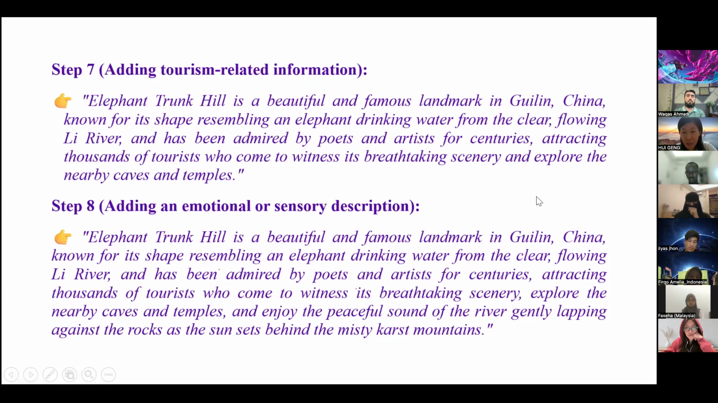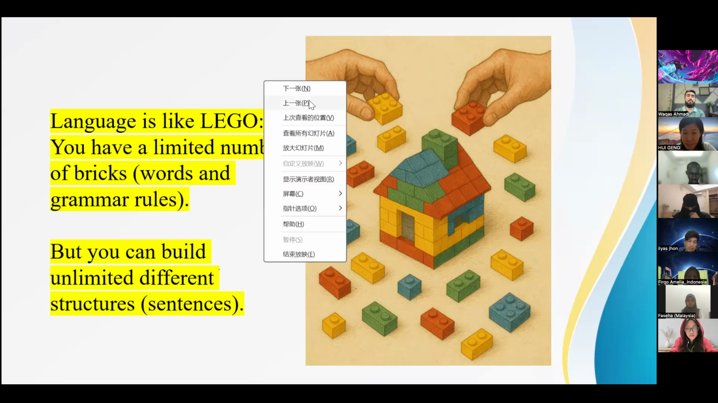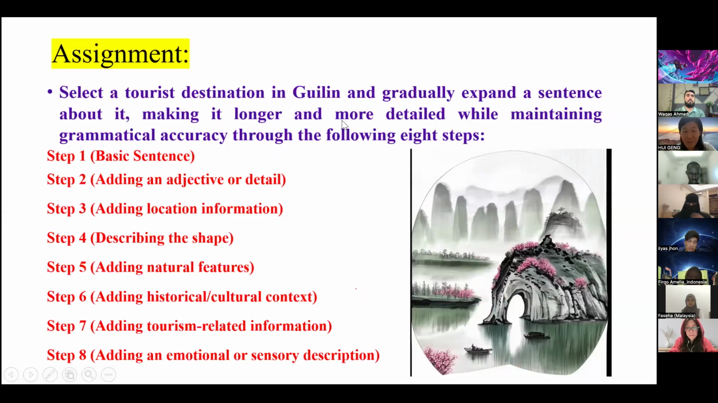So this reflects Chomsky's idea of why language you have a limited number of words and grammar rules, but you can build unlimited different structures, what we call sentences. So the assignment for my students is actually to pick a tourist destination in our city and gradually expand a sentence about it. Well, for you, if you are interested, later on I will share a questionnaire. You can maybe think of one scenery spot in your country or in your city, and you try to use these 8 steps to expand the basic sentence. All right.